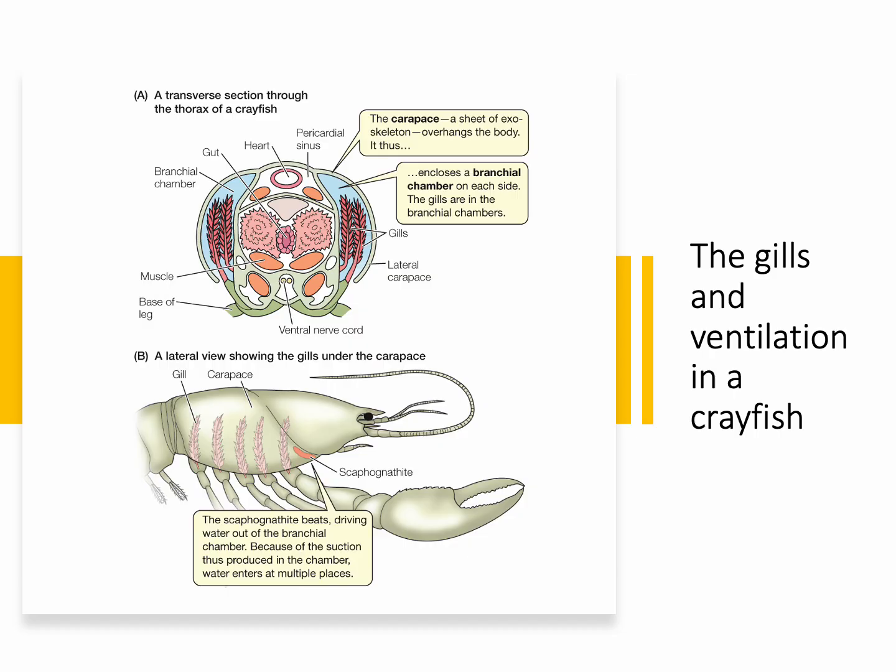The crayfish also have internal gills. So you can see here that the outer exoskeleton is called the carapace. That is going to overhang this internal cavity we call the branchial chamber, and they have internal gills.